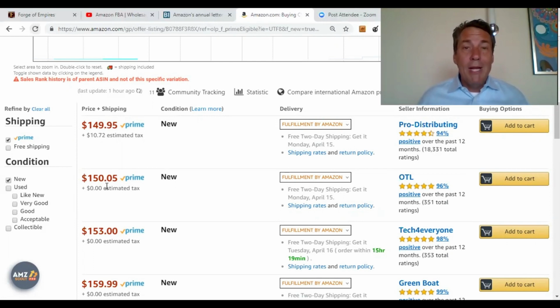So that means right now there's only one company that is actually qualified for the buy box, and it's Pro Distributing. So the question is, okay, so that means they're getting all of the sales, right? And by the way, Amazon has told us that 90% of their sales, so 90% of the $250 billion they did last year, went through their buy box.